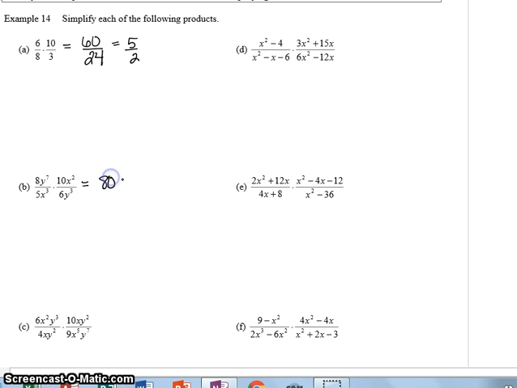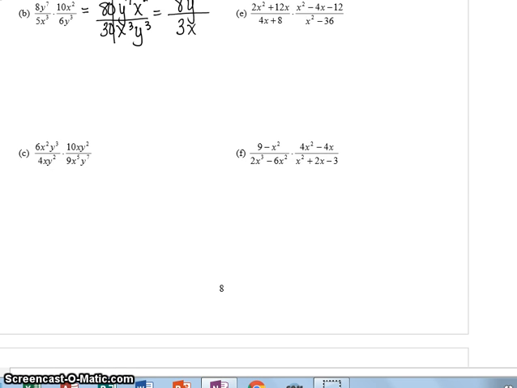So you're going to get 80, and then you have a y to the 7th and x squared, and then multiply across the bottoms, and you're going to get 30x cubed y cubed. Reduce those, and so you're going to get 8/3, and then 7 y's on top and 3 y's on the bottom would leave 4 y's on top, and then you have 2 x's on top and 3 on the bottom leaves 1 on the bottom. So there's my answer.